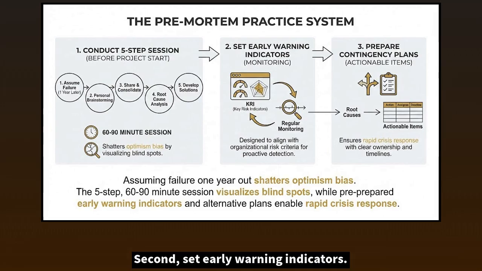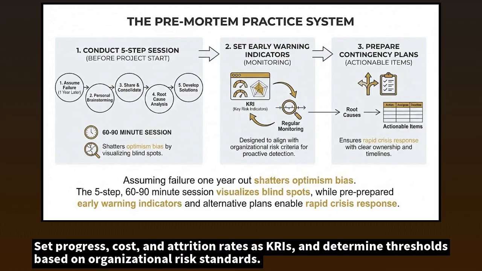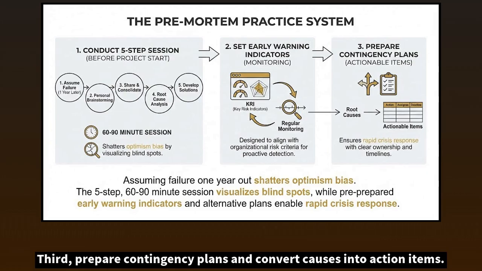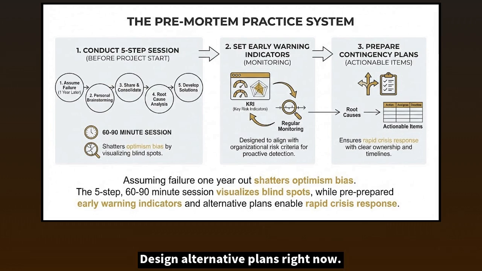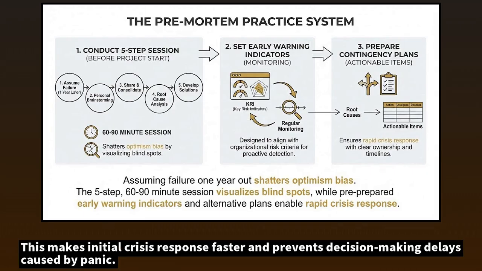Second, set early warning indicators. Determine measurable numbers that show signs of failure. Set progress, cost, and attrition rates as KRIs, and determine thresholds based on organizational risk standards. Monitor these regularly and detect anomalies early. Third, prepare contingency plans and convert causes into action items. Design alternative plans right now. For each cause, clarify the owner and deadline. This makes initial crisis response faster and prevents decision-making delays caused by panic.